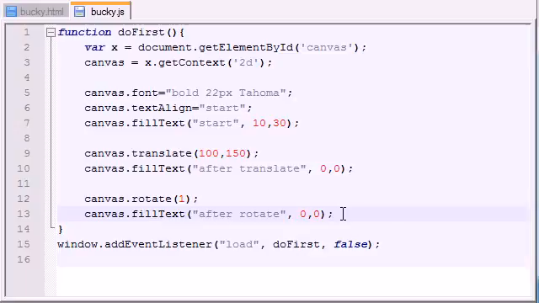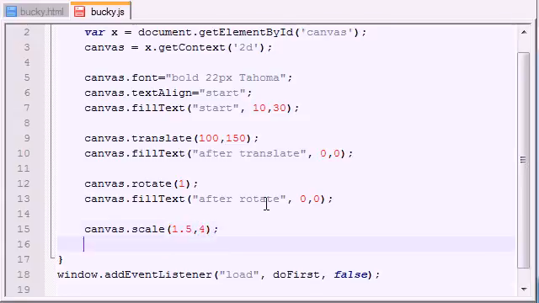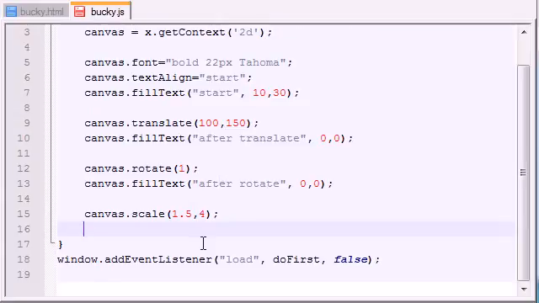So now I want to tell you guys about one more thing, and that is the scale. So we go ahead and write canvas scale. Then it's going to take 2 parameters. The first value is the x value, and I'm just going to go ahead and write 1.5. And the second value is the y value, and I'm just going to go ahead and write 4. Now, whenever we give it a positive value like that, what we're saying is, okay, I want you to scale this text 1.5 in the x direction. That means left and right.